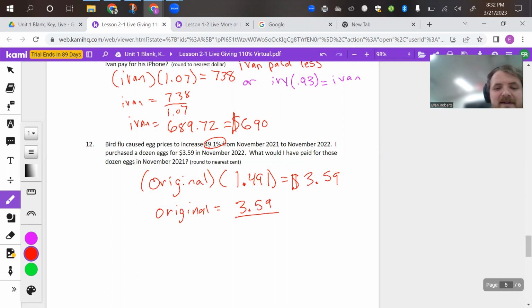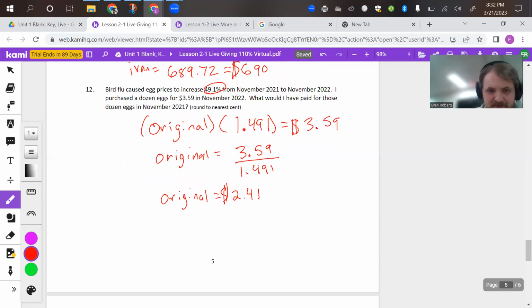My wife loves eggs. And then we would divide by that 1.491 on both sides to get that original price of 2.41. So that is the end of that section there.